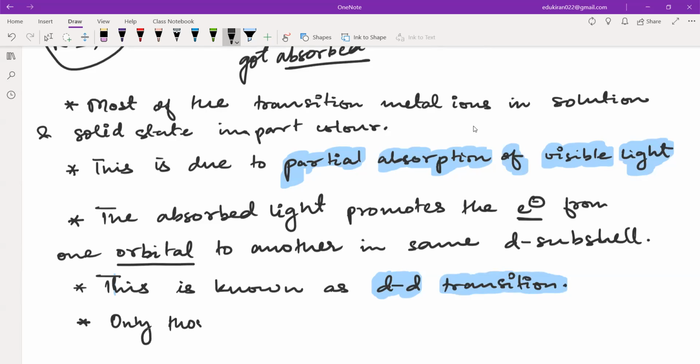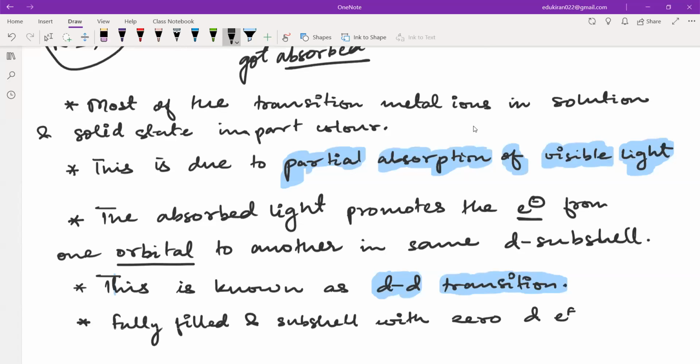Only those, or rather I should say, wait a second. Fully filled subshell and subshell with 0 d electrons don't impart color.